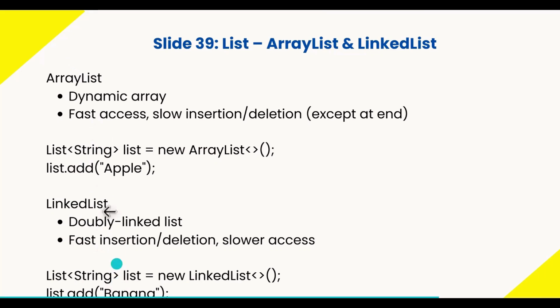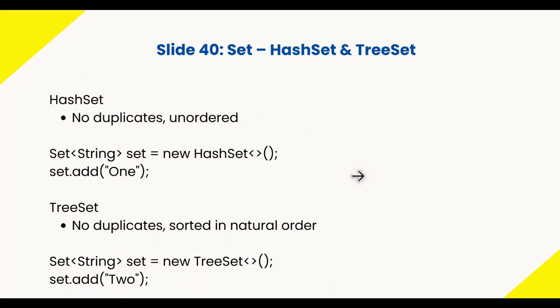Okay, if we want to insert some elements in the array list or linked list, we have to write like that: list.add, and then we add the string. Next is the set interface. Set has classes like HashSet and TreeSet. So HashSet means there are no duplicates and it is an unordered collection.